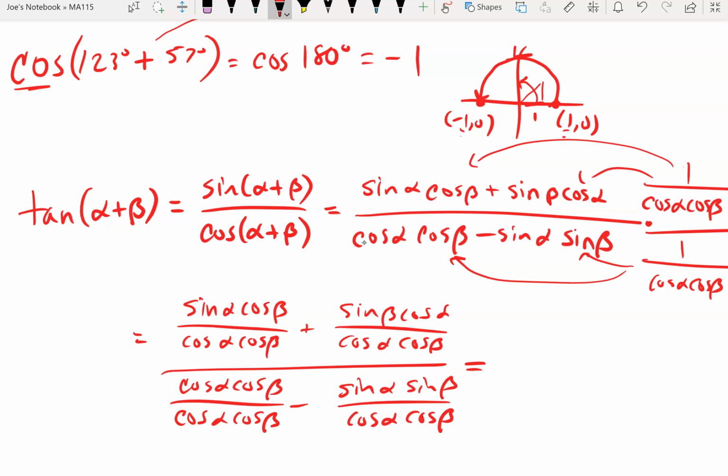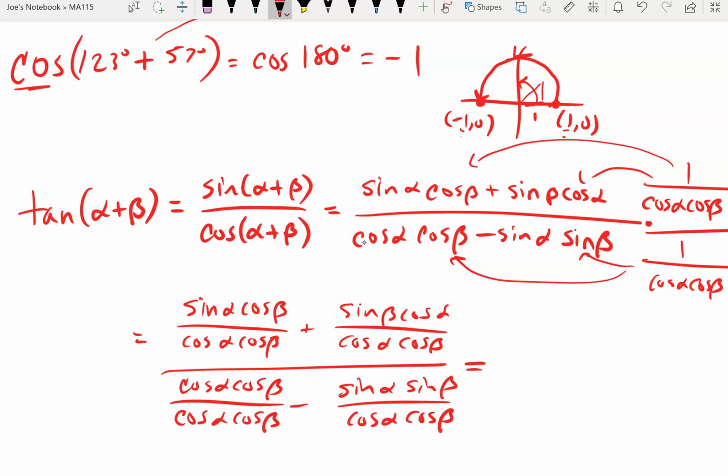So again, all I did here was distribute over the top and distribute over the bottom and rewrite it as fractions. Now, hopefully as we simplify this, it'll become a little more clear why we did that. Look at your first term on top. Anything nice happen in the first term on top? The cosine betas go away. You're left with sine alpha over cosine alpha. What's another way to rewrite that? Tangent alpha, right?